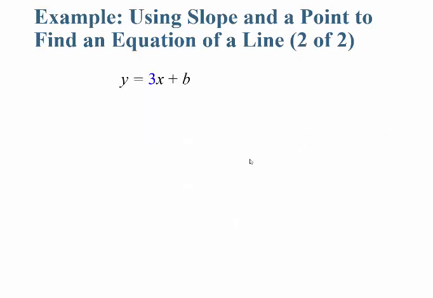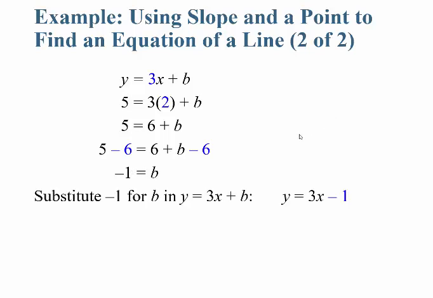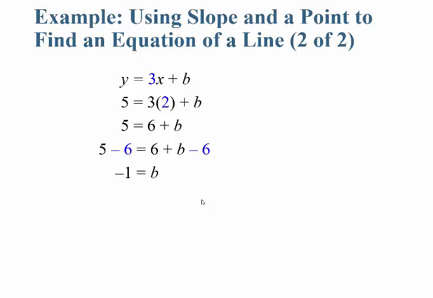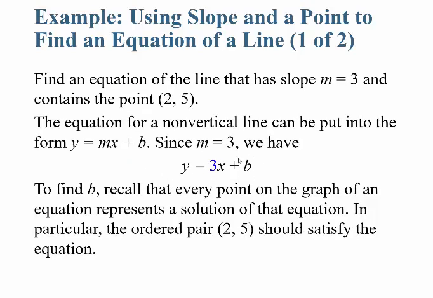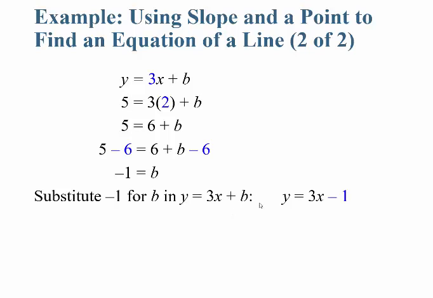Then I can solve for b. So I'm plugging the 2 in for x and the 5 in for y. 3 times 2 gets me 6. I'll subtract 6 from each side, and I'll get negative 1 is equal to b, because 5 minus 6 gets me negative 1. Great, now I know that b is equal to negative 1. So I'll substitute negative 1 in for b in y is equal to 3x plus b, and I've now got y is equal to 3x minus 1.